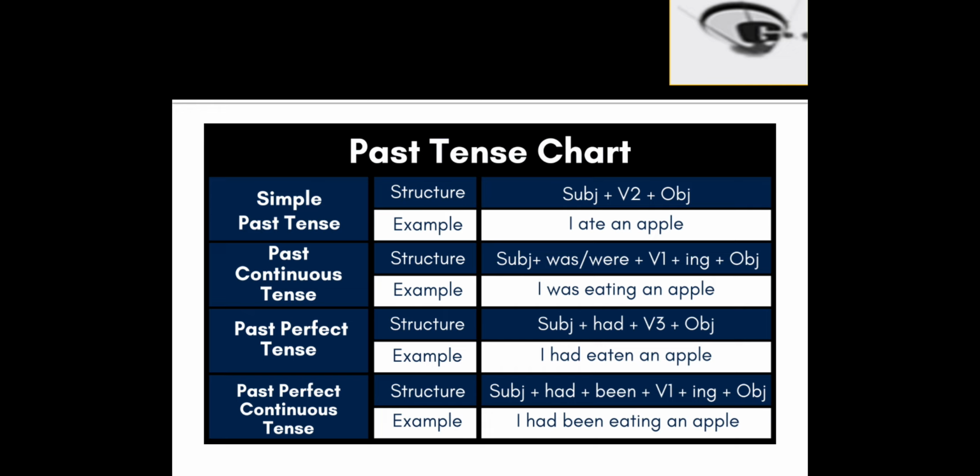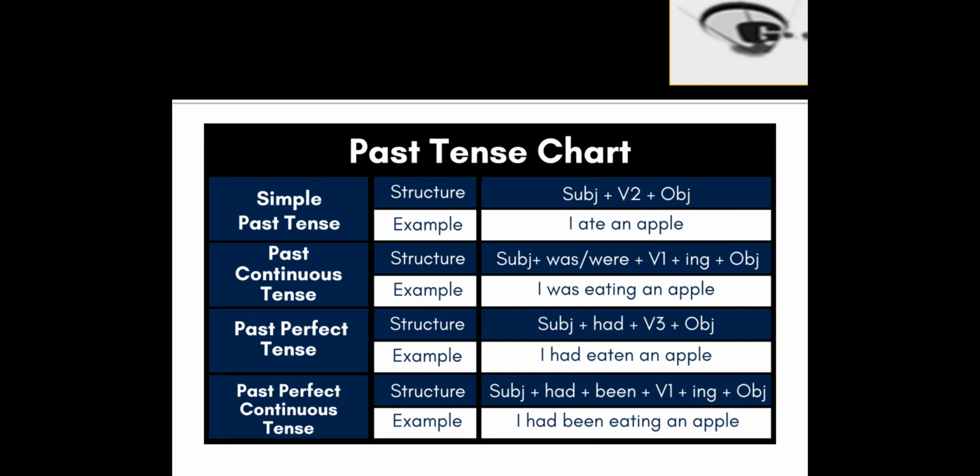Now we have 4 types of past tense. In the simple past tense, we write the subject plus the second form of the verb plus the object. For example, I ate an apple. In the past continuous tense, we write the subject plus was or were plus the first form of the verb plus ing plus the object. For example, I was eating an apple.